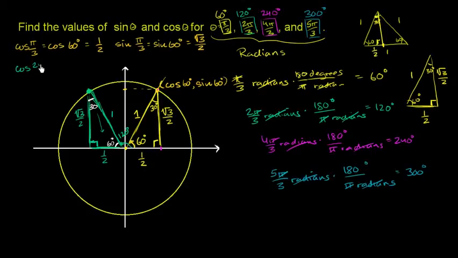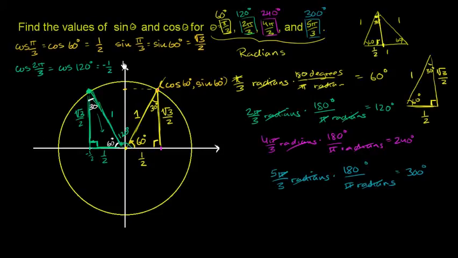Cosine of 2 pi over 3 is equal to cosine of 120 degrees, which is now going to be equal to what? Well, that's the x-coordinate here. And you just look at the x-coordinate right over here. It's 1/2 in the negative direction. So this is negative 1/2.